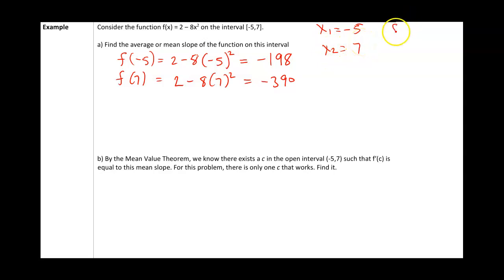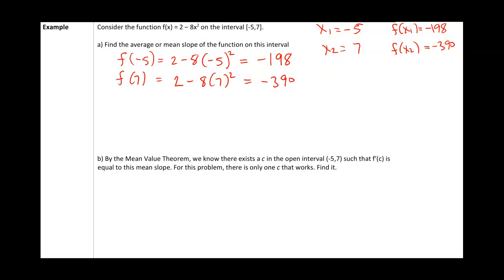And what we have to do is figure out what f of x1 and f of x2 are. The easiest way of doing that is just to plug x1 and x2 into this function. So if I replace the x with -5, we get -198. If I replace the x with 7, we get -390. So f of x1 is going to be -198, and f of x2 is going to be -390. We get those just by plugging in the x1 and x2 values.